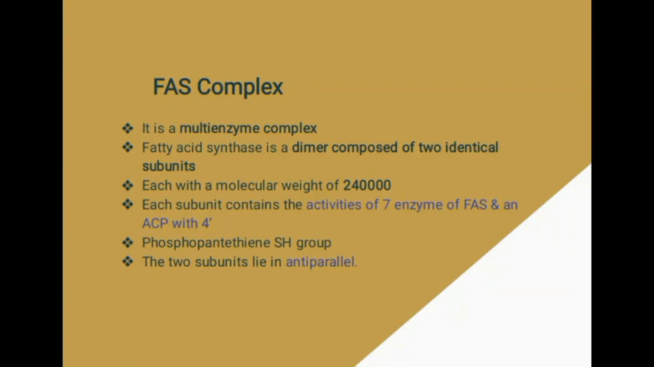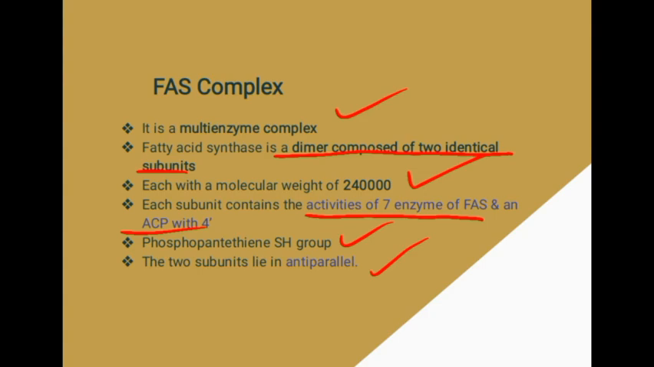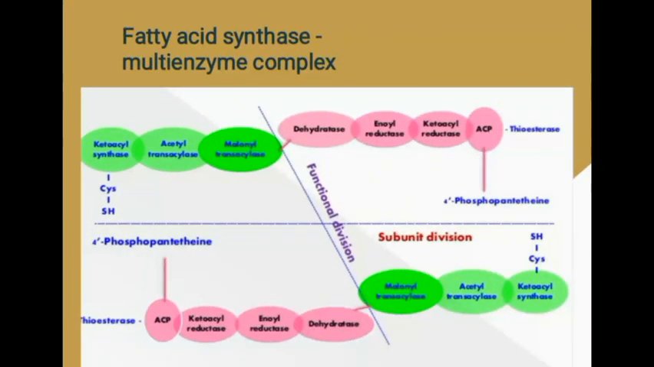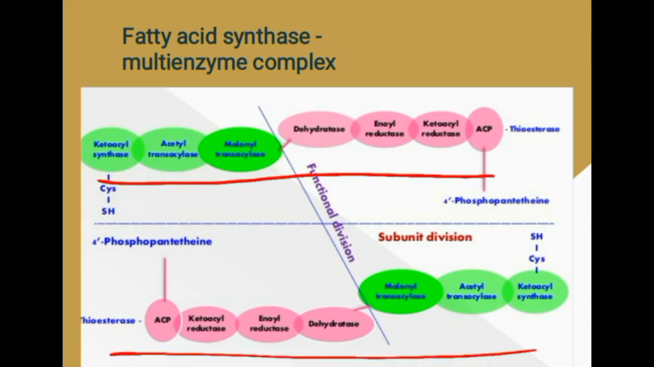FAS complex. It is a multi-enzyme complex dimer composed of 2 identical subunits. Its weight is 240,000. Each subunit contains the activities of 7 enzymes of FAS and an ACP with a 4-phosphopantetheine SH group, and the 2 subunits lie antiparallel. Here you can see FAS synthesis. Multi-enzyme means different enzymes are involved in the whole reaction, so it is called a multi-enzyme complex.